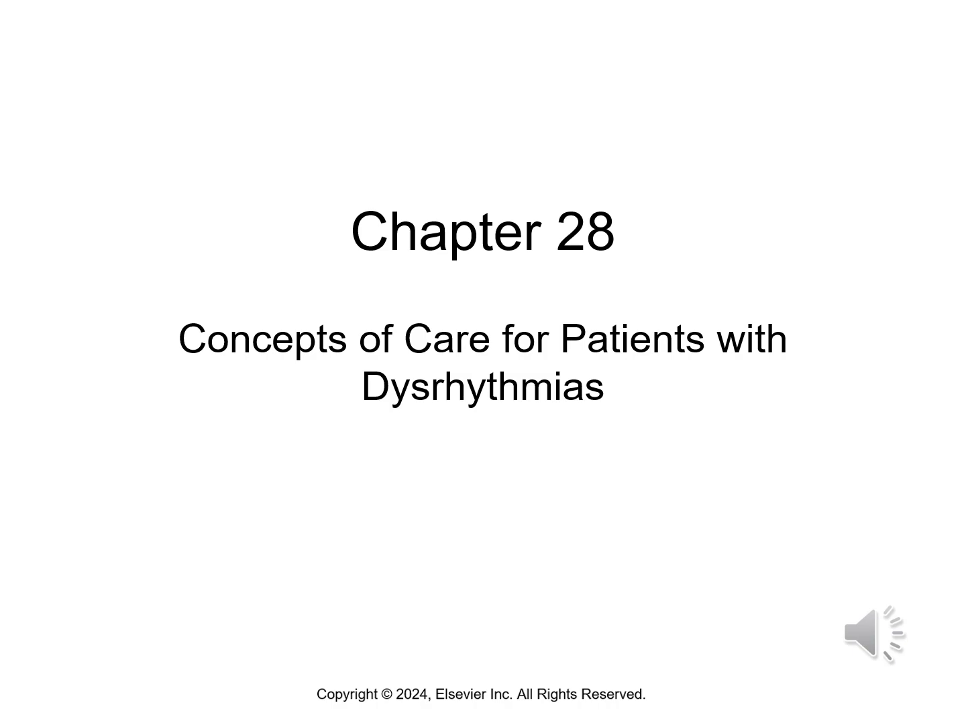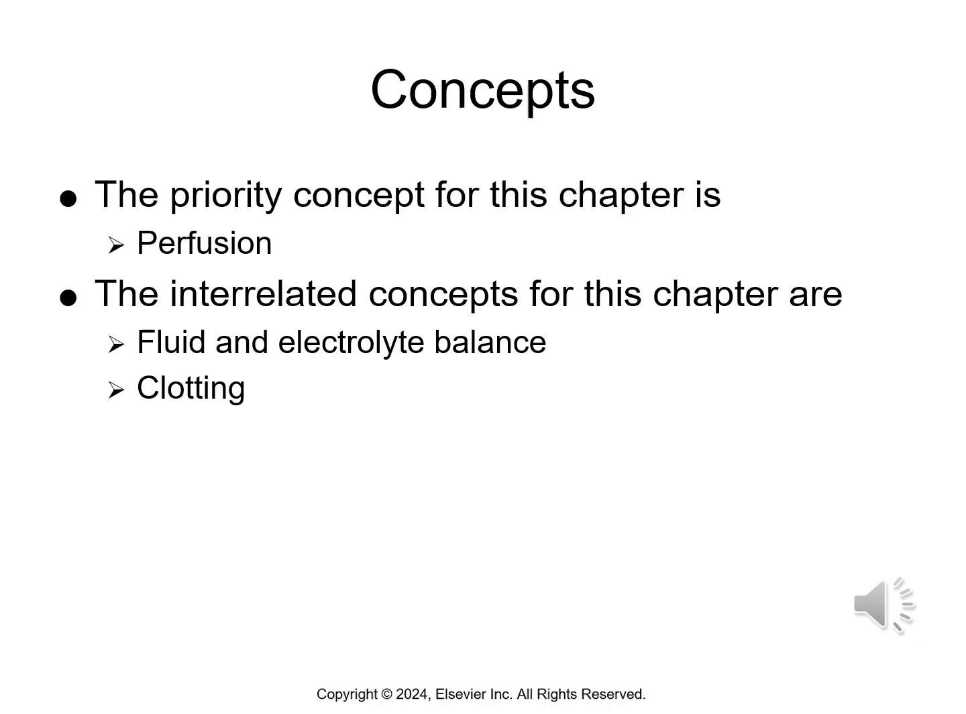Chapter 28, Concepts of Care for Patients with Dysrhythmias. The priority concept of this chapter is perfusion. So what is perfusion? Perfusion is the process by which blood is delivered to tissues in the body, providing essential nutrients and oxygen while removing waste products.